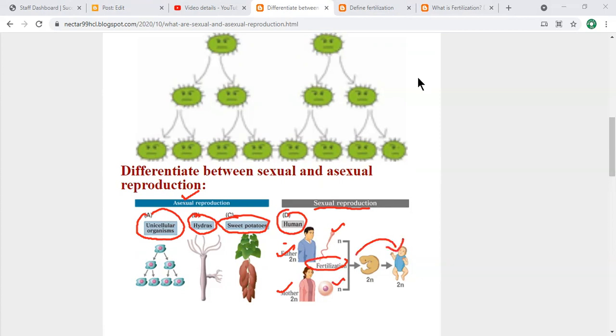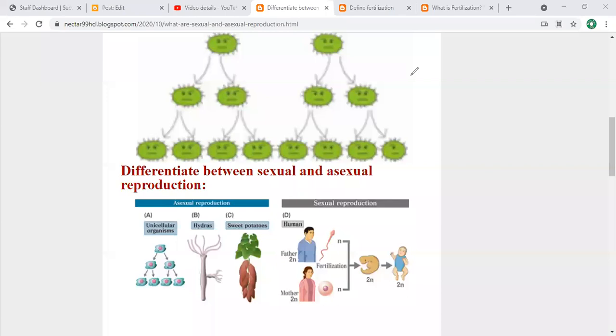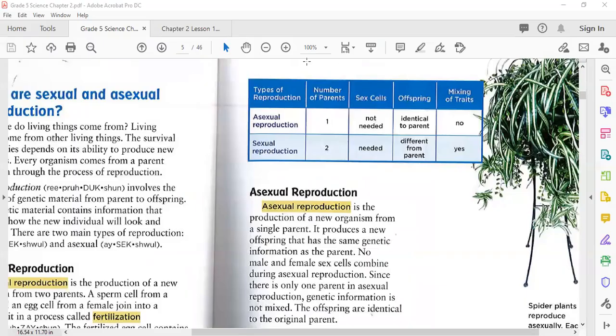Understand? So now I'm going to take you back to your textbook so everyone can see and try to understand this table. So during sexual reproduction, what happens, my dear students? You can see that sexual reproduction has two parents, while asexual has one parent. Big difference. What happens to the sex cells? What are the sex cells? Sperm and egg. In asexual reproduction, we don't need sex cells, but during sexual reproduction, we need egg and sperm.